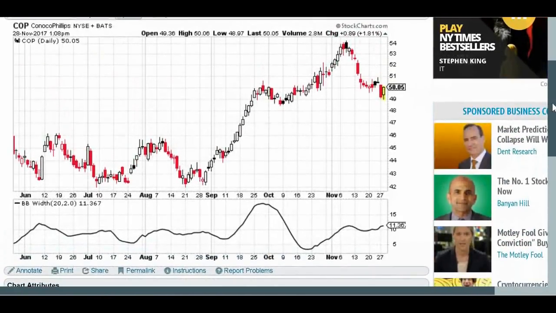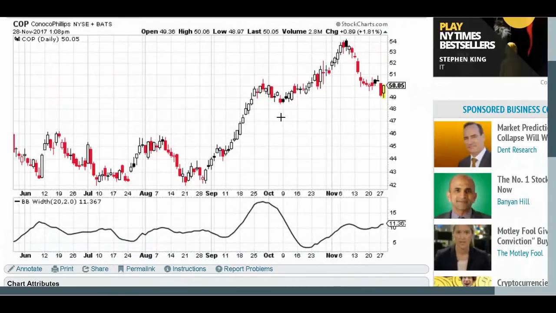All right, so I'm on ConocoPhillips as an example. Notice that I did not put the actual Bollinger Bands on the chart. Why not? Well, because I don't want to be distracted. If you want to use the width, you can put the Bollinger Bands on separately from the width. Okay, the width is down here. And this indicator tells how wide the Bollinger Bands are.